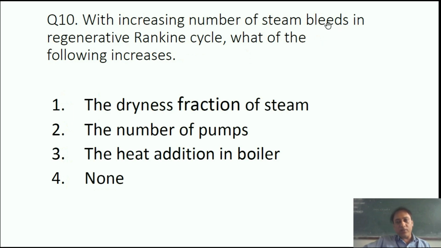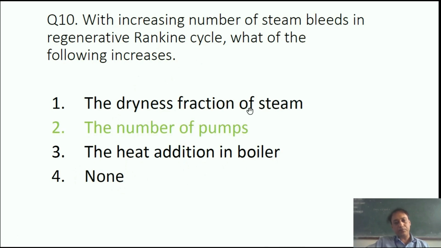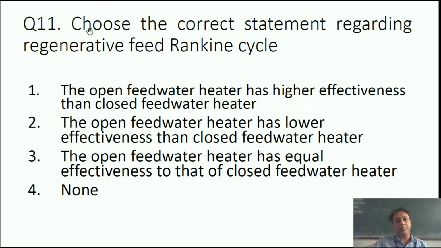With increasing the number of steam bleeds in the regenerative Rankine cycle, which of the following increases? The dryness fraction of steam, the number of pumps, the heat addition in the boiler, none. So I already told, in this case, the more the number of steam bleeds, the more the number of pumps will be required. So this is the correct answer.